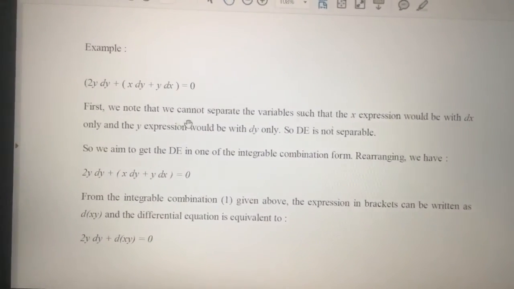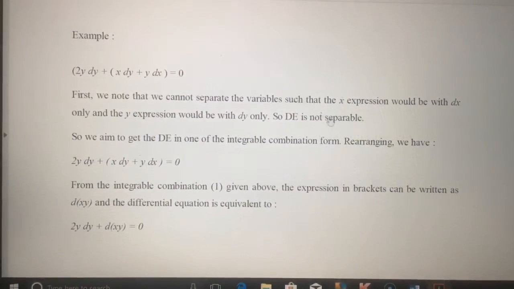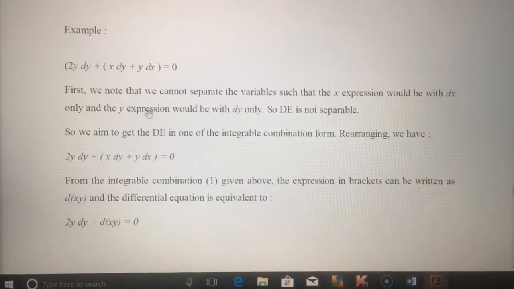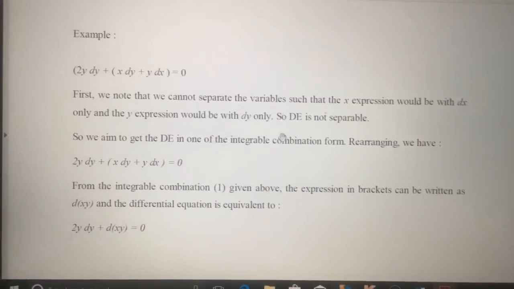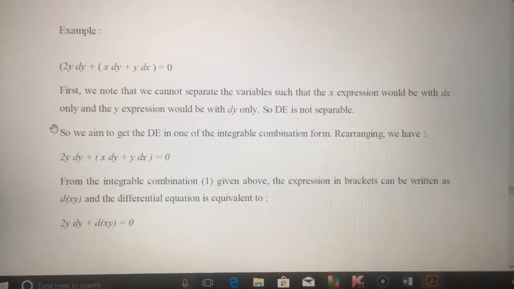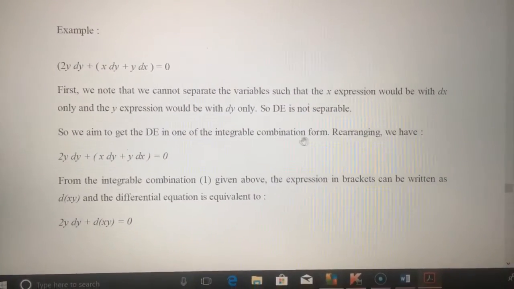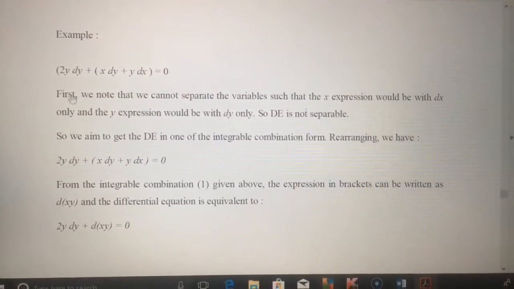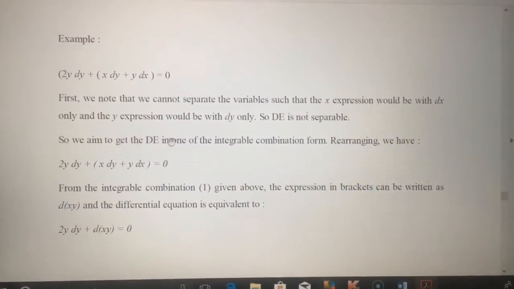The example of the integrable combination is our equation. First, we note that we cannot separate the variables, such that the x expression would be with dx only and the y expression would be with dy only. So the DE is not separable. So we aim to get the DE in one of the integrable combination forms, and we rearrange this equation to form the new equation.